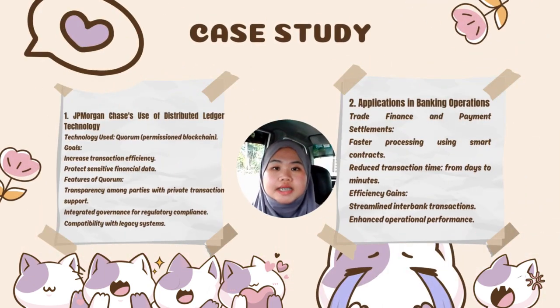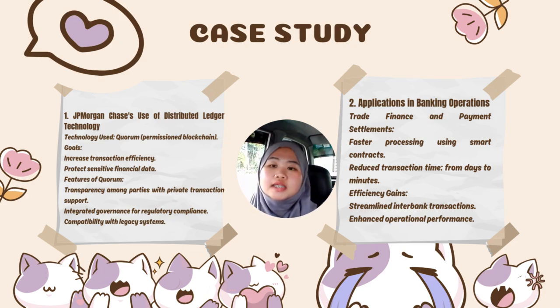So for this case study, we look at JP Morgan Chase's use of distributed ledger technology. The technology used is Quorum, which is a permissioned blockchain. The goal is to increase transaction efficiency and protect sensitive financial data. So here are the features of Quorum. It offers transparency among parties with private transaction support, integrated governance for regulatory compliance. It also has compatibility with legacy systems.